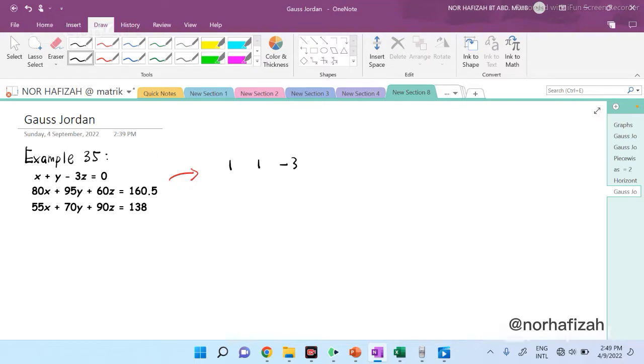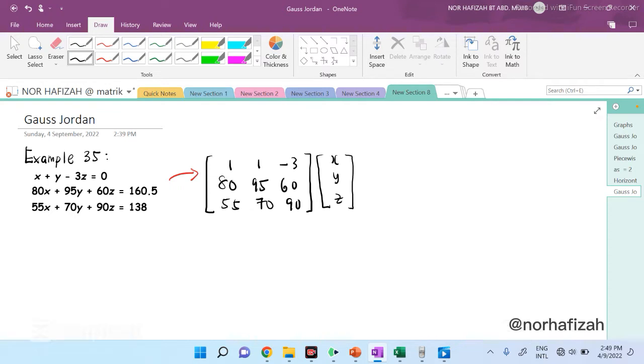And then the second row will be 80, 95, 60. The third row will be 55, 70, 90. Put that in brackets, then x, y, z next to it, so it is multiplied with x, y, z. That's why you get the linear equations equal to all this: 0 here, and so on. So you write that equal to 0, 160.5, 138. So this one is the matrix form.